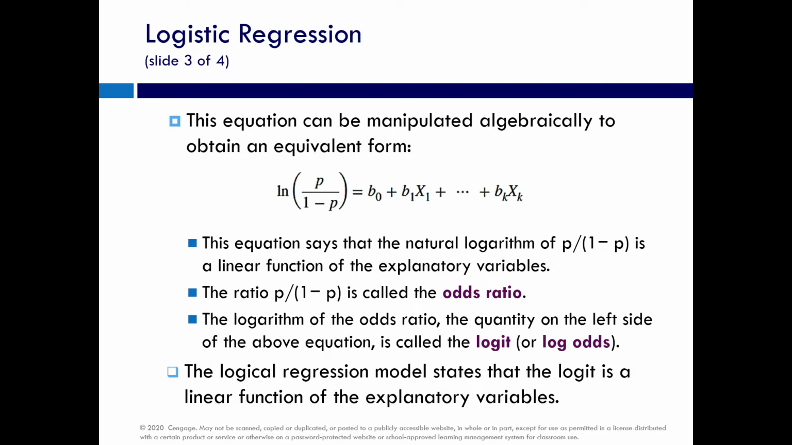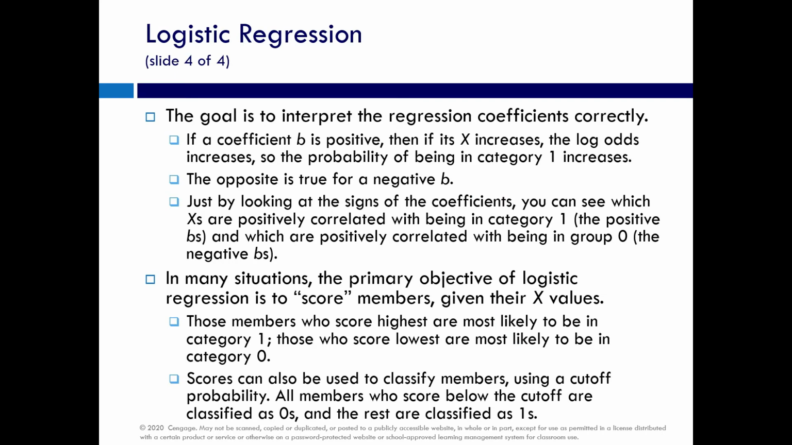The logarithm of the odds ratio, the quantity on the left side of the equation, is called the logit. The logistic regression model states that the logit is a linear function of the explanatory variables. The goal is to interpret the regression coefficients correctly. If a coefficient b is positive, then as its x increases the log odds increase, so the probability of being in category 1 increases. The opposite is true for a negative b.